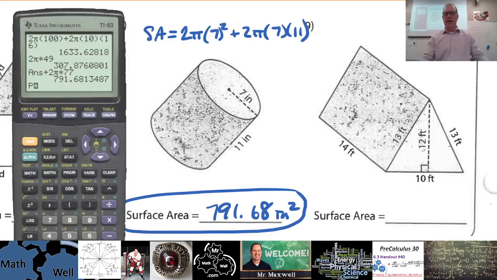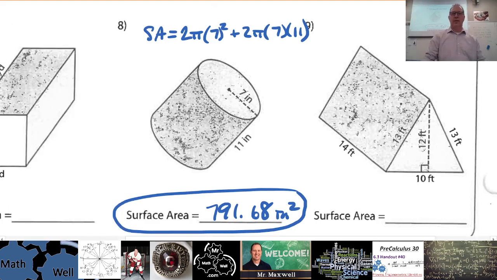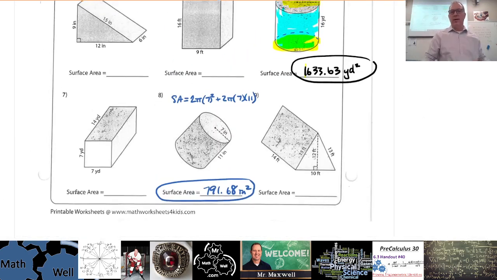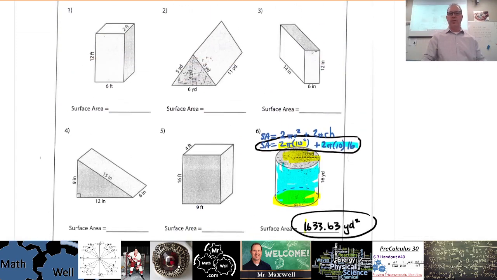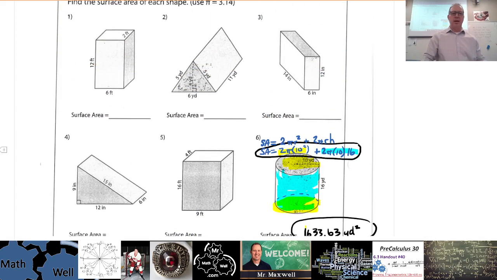This is what I got here. 791.68 inches squared. Anybody else get that? A couple of you did? How many of you did? All right, awesome. Okay, hey, that's great. So I want you to go ahead and finish the rest of your worksheets that you're given.